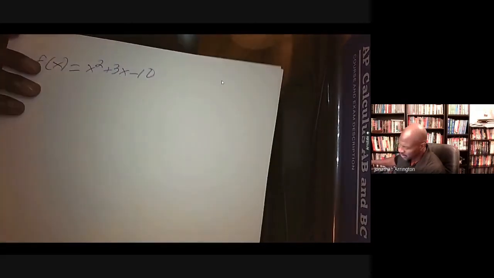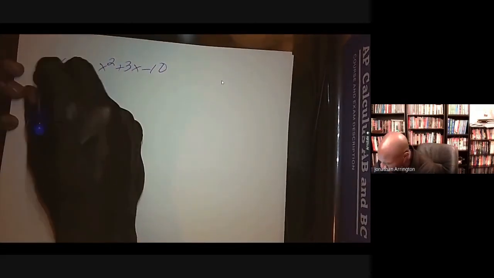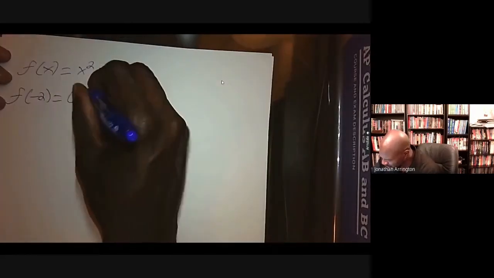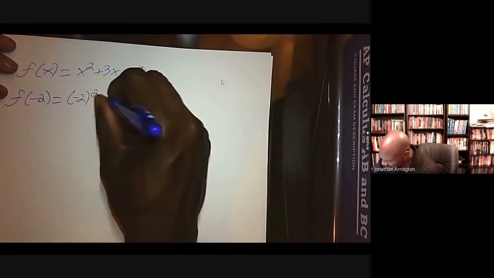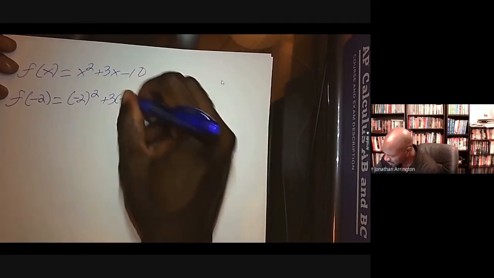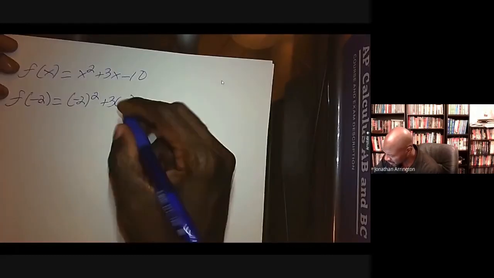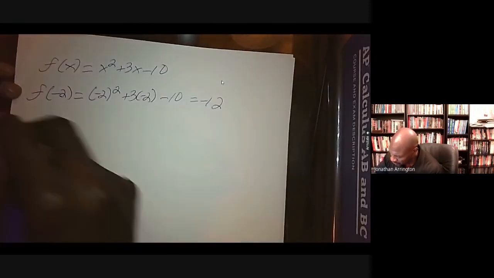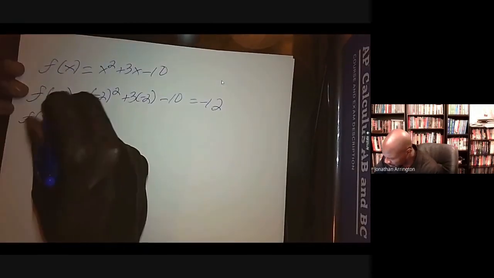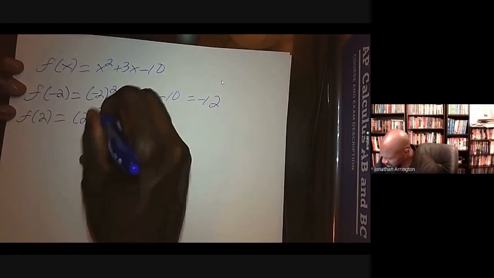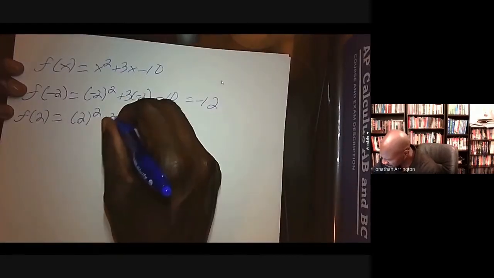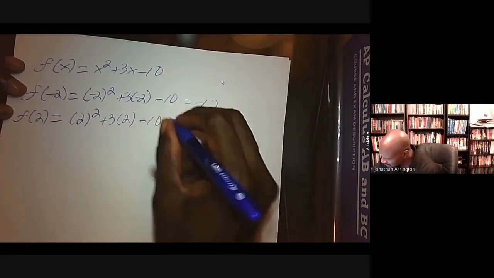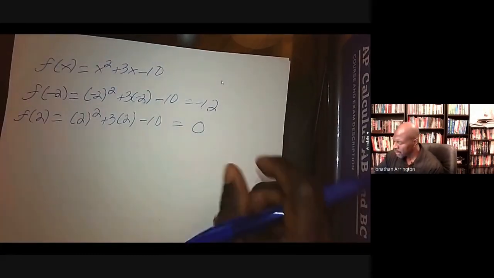All right, so let's get back to this guy. So let's find f of -2. f of -2, that's -2 squared, that's +4. That's 3 times -2, that's -6. 4 - 6 is -2, and -2 minus 10 is -12. And let's find f of +2. So that's 2 squared, that's +4, and then 3 times 2, that's 6. 6 and 4 is 10, and then -10 is 0.